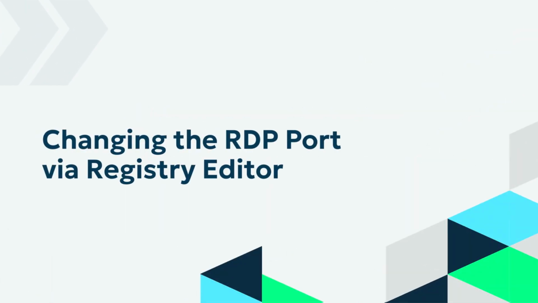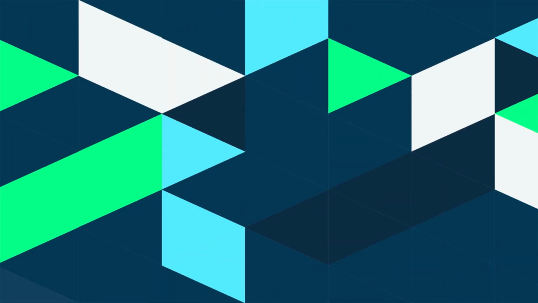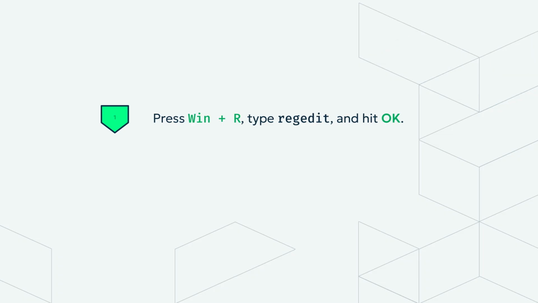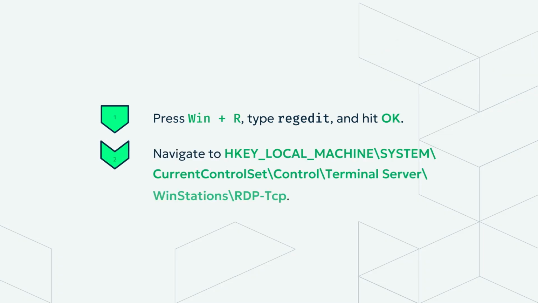Changing the RDP port via registry editor. To properly change remote desktop port in Windows 11, you need to modify the Windows Registry. First, press Win+R, type regedit, and hit OK. Next, navigate or copy and paste this path into the address bar.